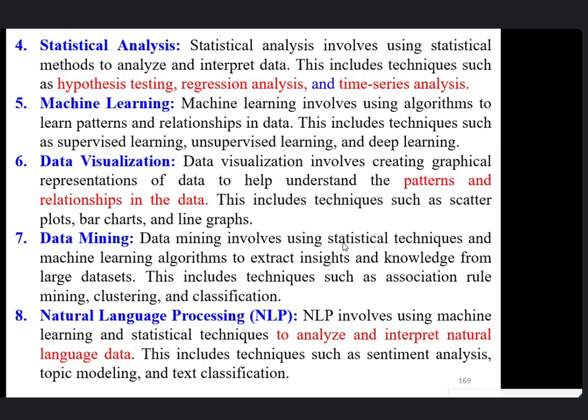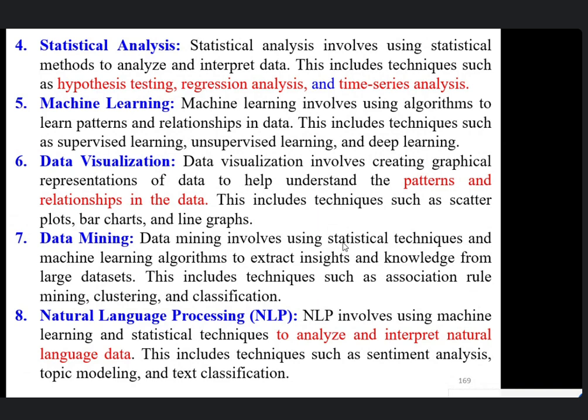Then data visualization involves creating a graphical representation of data to help understand the patterns and relationships in the data. This includes techniques like scatter plot, bar chart, pie chart, heat map, and line graphs, etc.